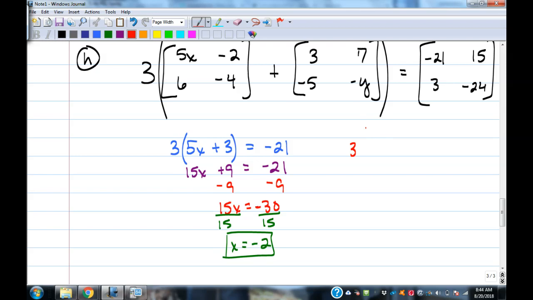So 3 times negative 4. Do I close my parentheses there or not? No. Subtract y, then close my parentheses. Equals negative 24. Good job. What would be an alternate way of solving this that's different than the way I did this one?